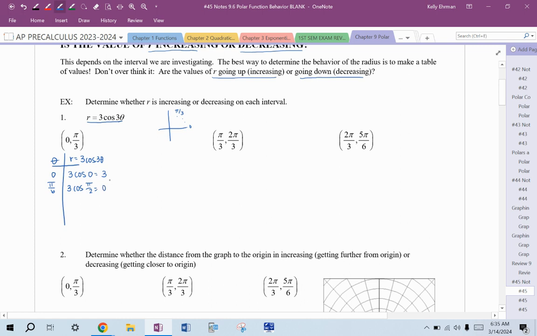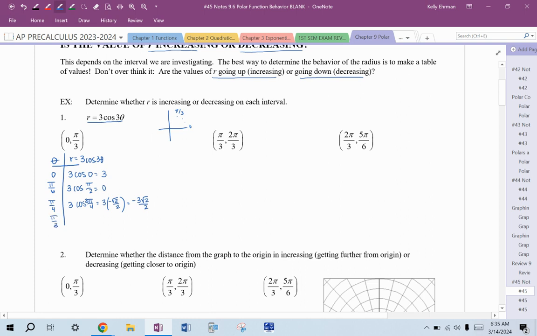So far r is decreasing. We've gone from 3 to 0. And then let's plug in pi over 4. 3 times the cosine of... it's not pi over 4, it's 3 pi over 4. That'll make a difference. The cosine of 3 pi over 4 is negative radical 2 over 2. So r is still decreasing because you're going from positive 3 to 0 to a negative number.